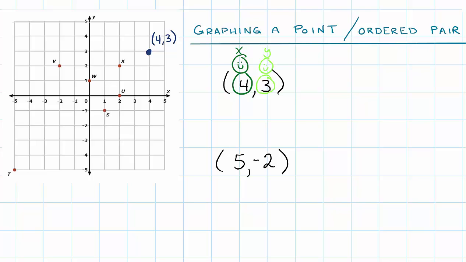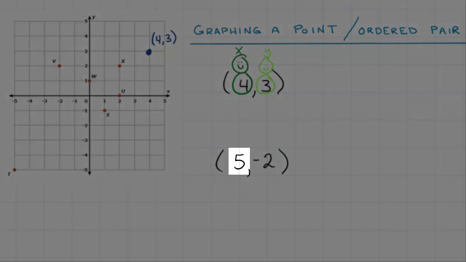Okay, so the second point or ordered pair that they give us is 5, -2. Notice they separate the two numbers with a comma so that we know which number is the x value, obviously the one that comes first, and which number is the y value. It's the one that comes second.